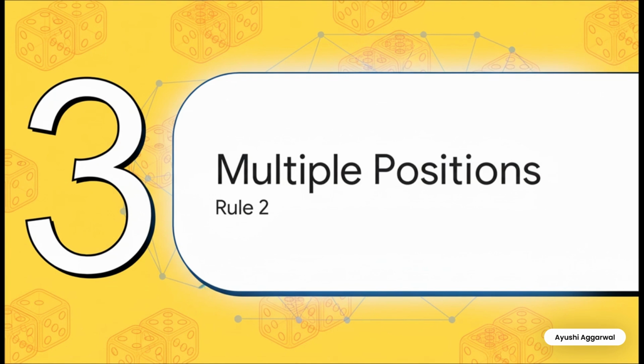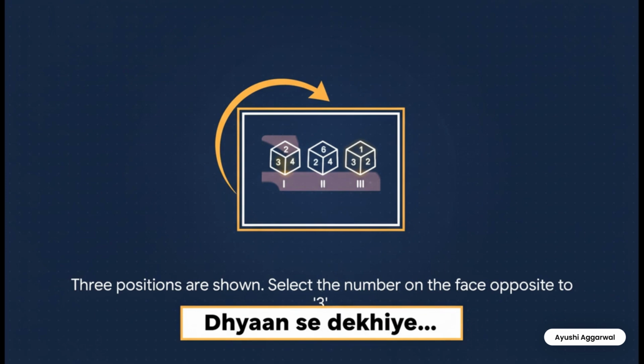We've figured out what to do with one common face. Now let's see what happens when we're given more than 2 positions, say 3 or even 4. So here on the screen, we have 3 different positions of the same dice. The question is the same. What's opposite to 3? Now don't get overwhelmed by seeing so many positions. The key is to strategically choose just 2 of these dice to compare.